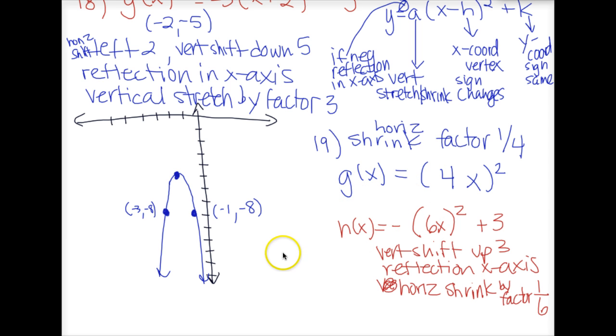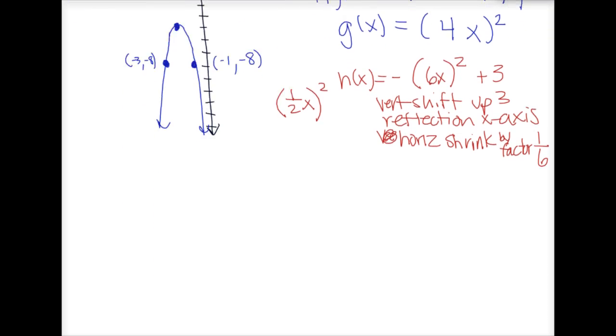Likewise, if the equation had been 1/2 x inside the parentheses, this transformation would be a horizontal stretch because 1/2 is between 0 and 1, by a factor of 2 over 1. So by a factor of 2. So just make sure that you review what we did in class for those.